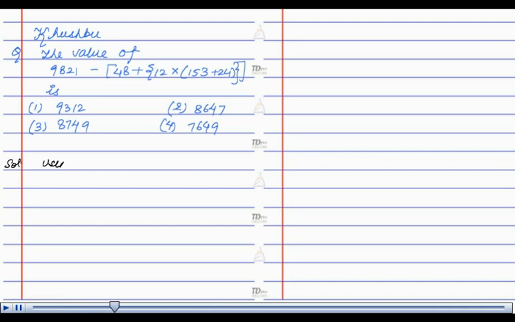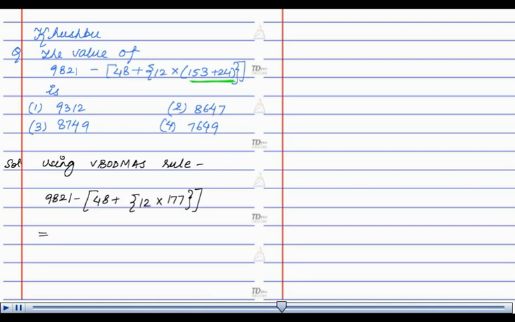The question is, the value of 9821 minus 48 plus 12 into 153 plus 24 is, using the BODMAS rule, we first start with the first bracket, that is 153 plus 24, that will be 177. So 9821 minus 48 plus 12 into 177.